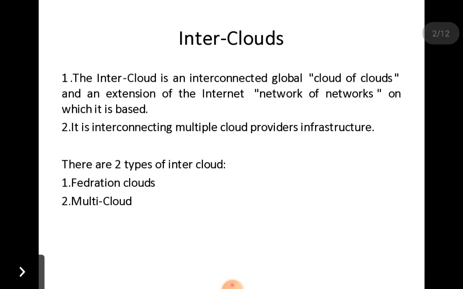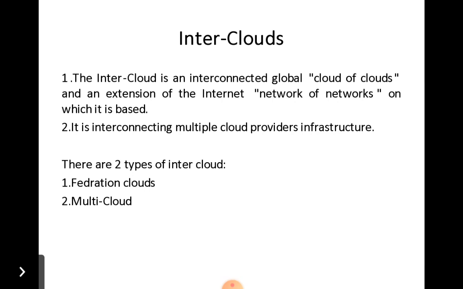Hello friends, today the topic I am going to discuss in cloud computing is interclouds. First of all, what is interclouds? The intercloud is an interconnected global cloud of clouds and an extension of the internet, a network of networks on which it is based. Second, it is interconnecting multiple cloud provider infrastructure.